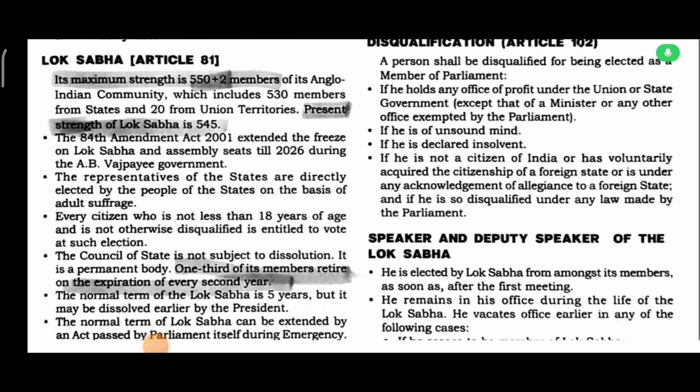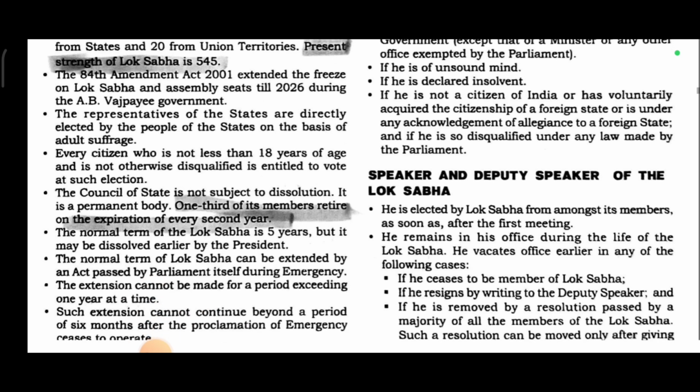Its maximum strength is 550 plus 2 members of the Anglo-Indian community, which includes 530 members from states and 20 from union territories. Present strength of Lok Sabha is 545. The 84th Amendment Act 2001 extended the freeze on Lok Sabha and Assembly seats till 2026 during the A.B. Vajpayee government.